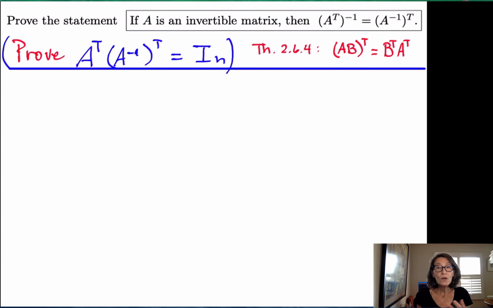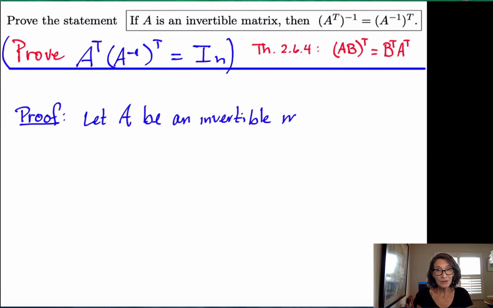All right, so we're going to start the proof. Always we start with the assumptions. Well, the only assumption here is that A is an invertible matrix. So let's give that invertible matrix a name. Let's call it A. Let A be an invertible matrix, so that it means it can be any invertible matrix. It's n by n.